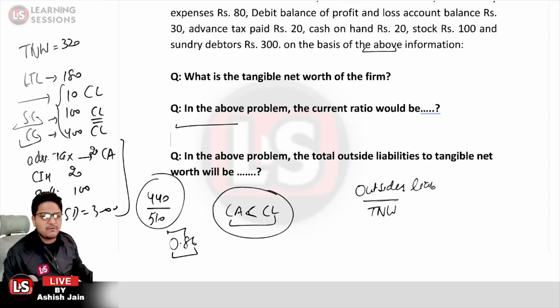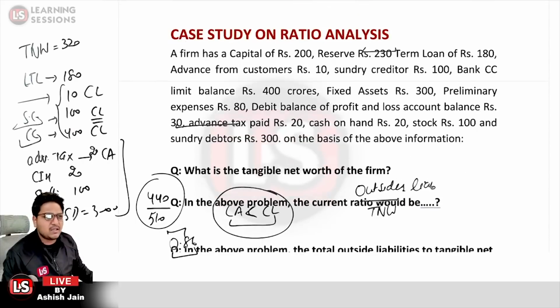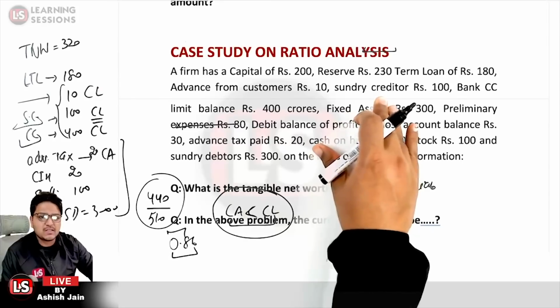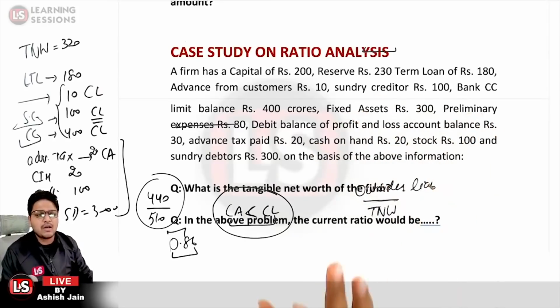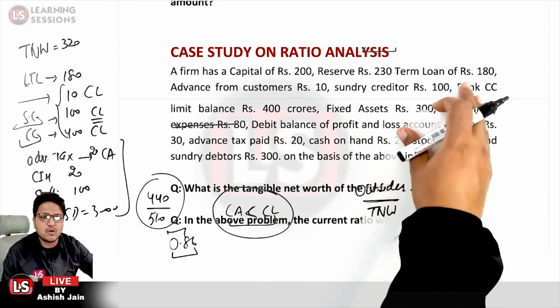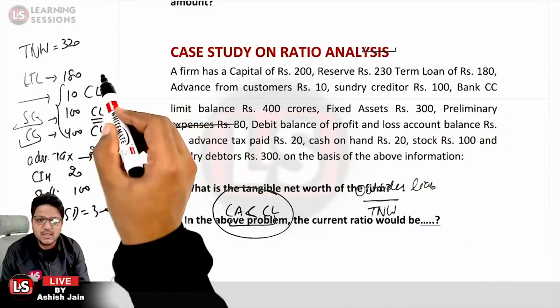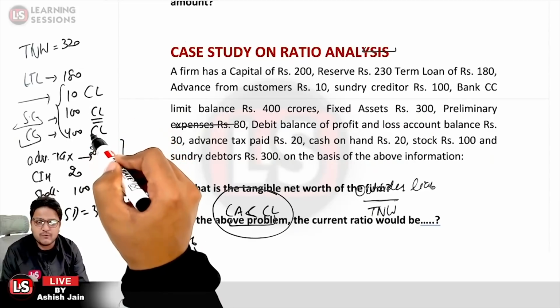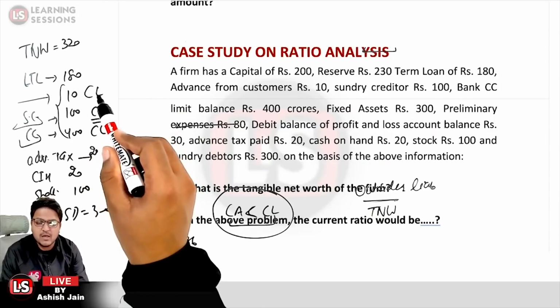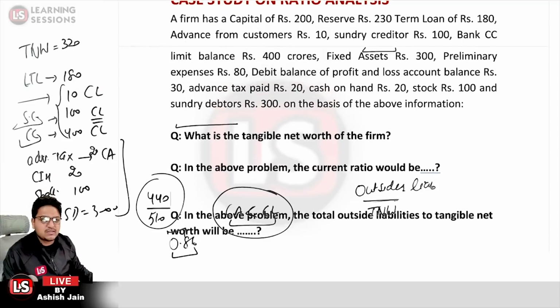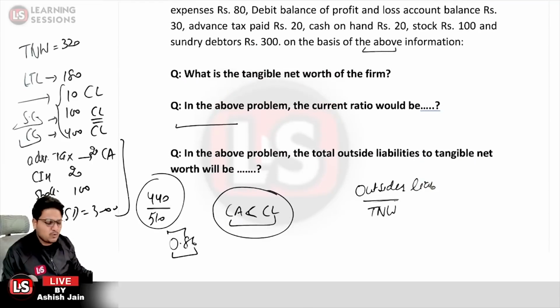So over here, whether it is the advances from the customers, sundry creditors, or bank CC limit, these are all outside liabilities, and also the term loan component. So long term liabilities 180 plus 10 plus 100 plus 400, that is equal to 510, plus 180, that is equal to 690. That is basically the component related to outside liability.